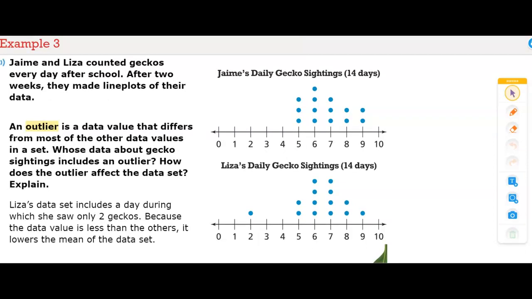Liza's data set includes a day during which she saw 2 geckos, and that's right here. Because that data value is less than the others, it lowers the mean of her data. And so this is the outlier because, as you can see, most of her data is 5 or more. But this one day, she saw only 2, which changed the mean of her data. It's going to lower it because that outlier is to the left, so it's smaller.